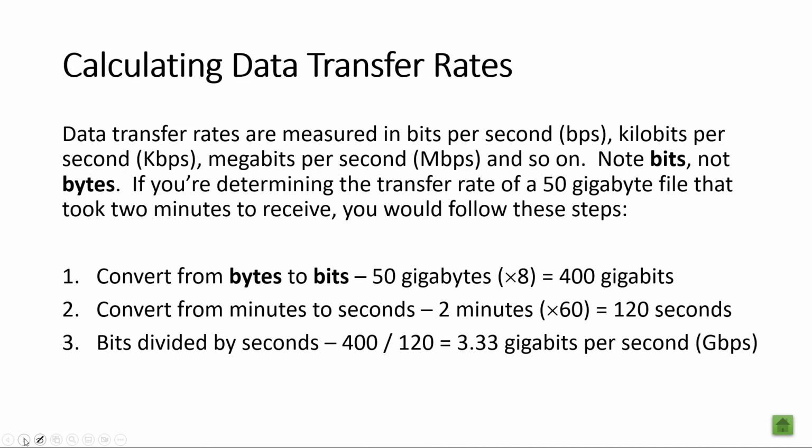So you know how many bits in a byte? How many bits in a byte? 8. And you convert from minutes to seconds and divide, and the bits divided by the second gives you 3.3 gigabits per second. Okay? Unlikely that you get asked to do that kind of calculation. They give you some context before they do that.